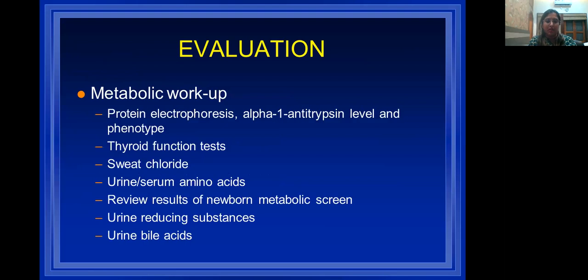Next is the metabolic workup, because we have gone through so many metabolic and miscellaneous causes which are responsible for neonatal cholestasis. So we have to do a protein electrophoresis, alpha-1 antitrypsin level, thyroid function tests, sweat chloride for cystic fibrosis, urine and serum amino acids, and other newborn metabolic screens, then urine reducing substances and bile acids.